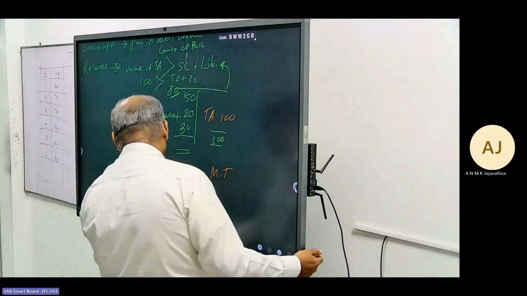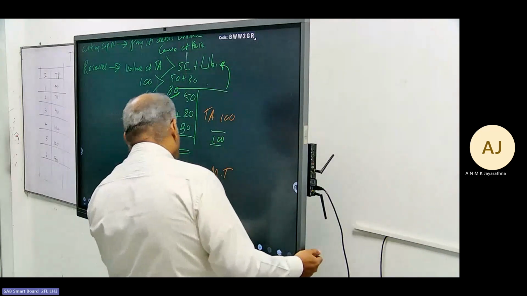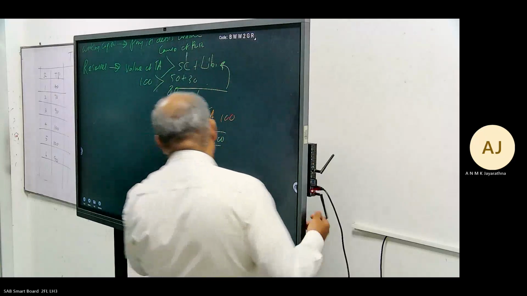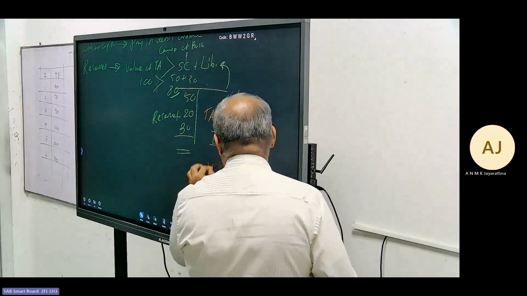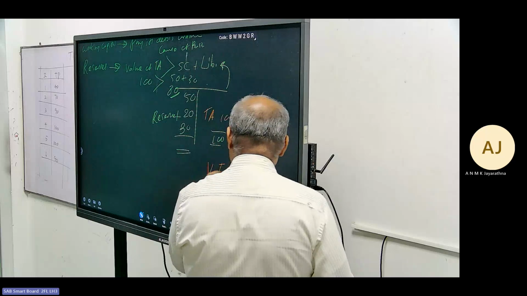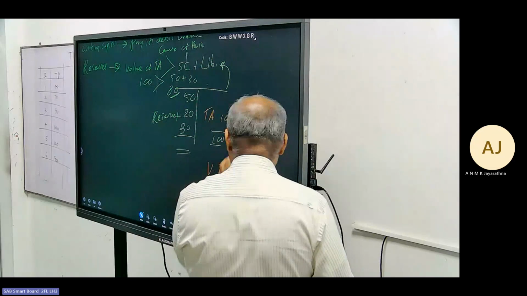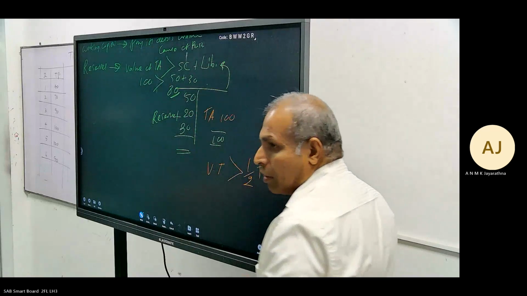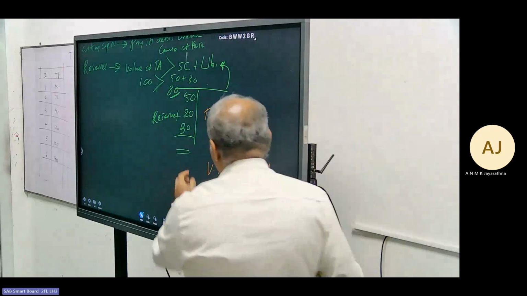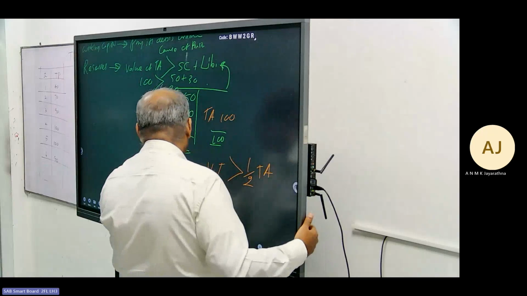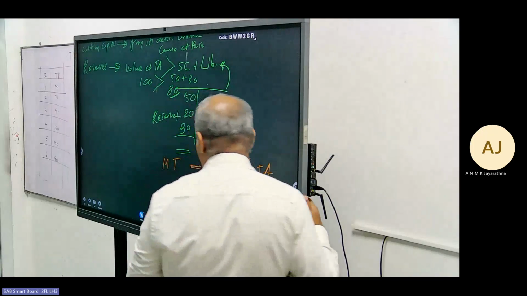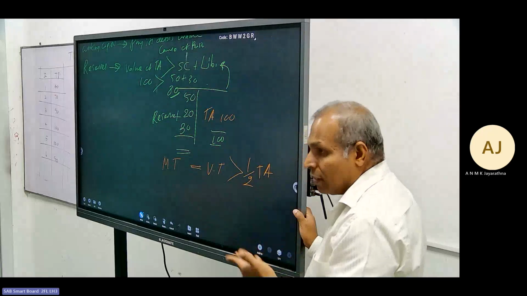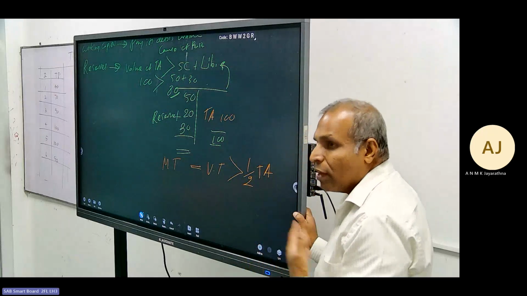Right. If the value of the transaction is greater than half of the total assets of the company, then the transaction is named as a major transaction. Value of the transaction is greater than half of the total assets of the company.